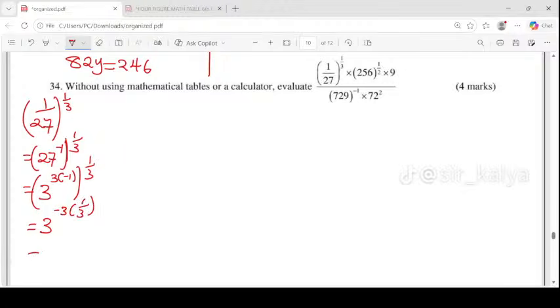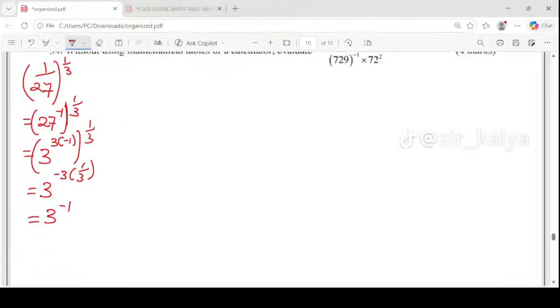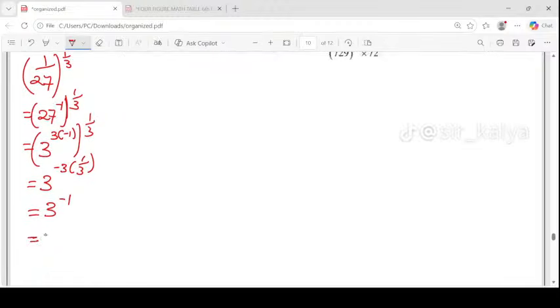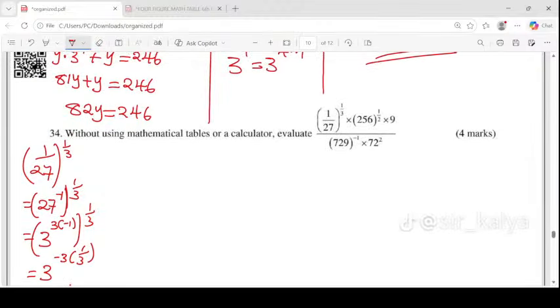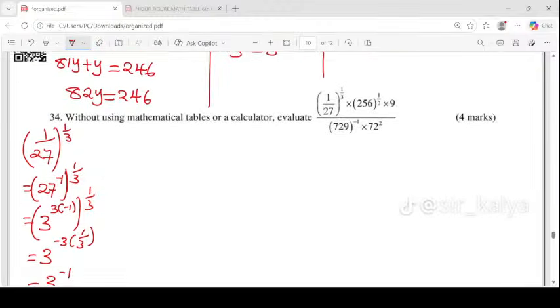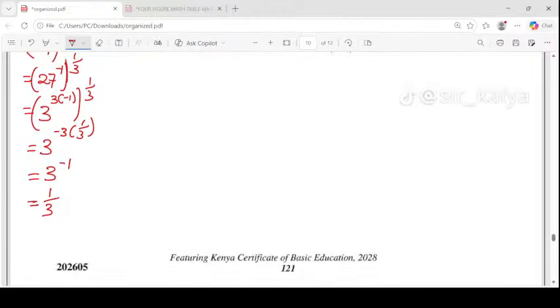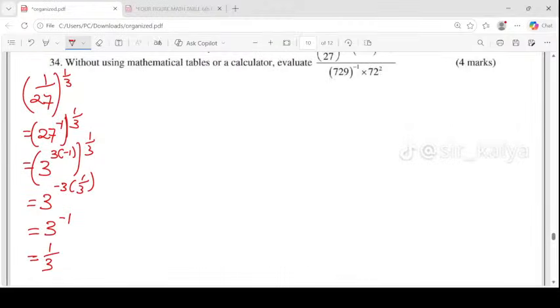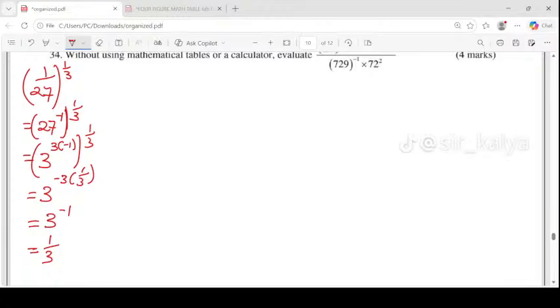So this will become 3 to the power of negative 1. And 3 power negative 1 is just like saying 1 over 3. So 1 over 27 power a third evaluates to 1 over 3. I hope that one has been well understood.